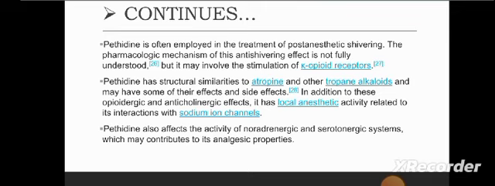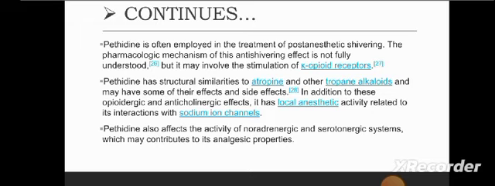Pethidine has structural similarities to atropine and other tropane alkaloids. Atropine is a non-selective muscarinic receptor antagonist, and it is used to treat acute sinus node dysfunctions. Also, tropane alkaloids are a special class of alkaloid and can be more specifically defined as all molecules that possess a tropane ring system.